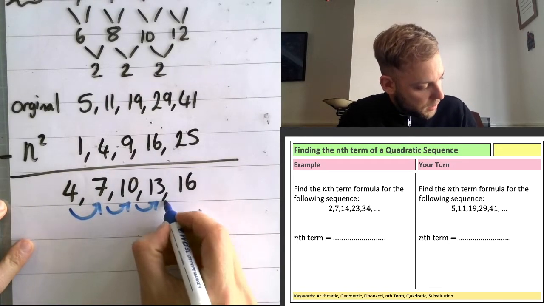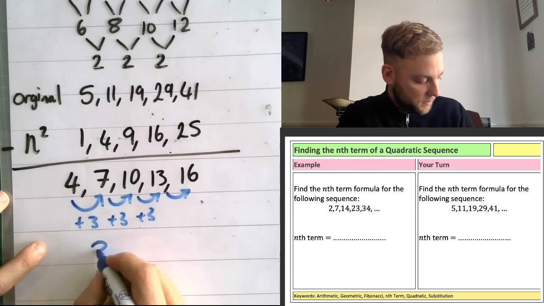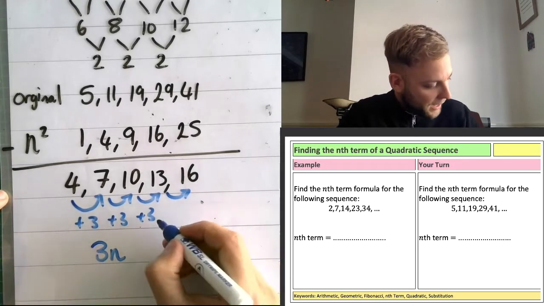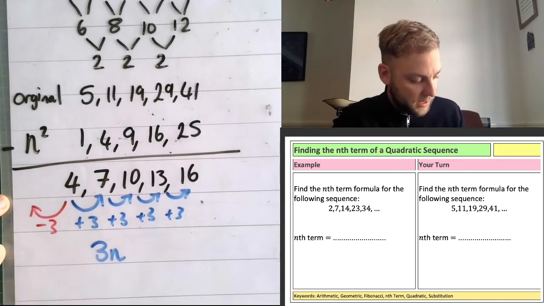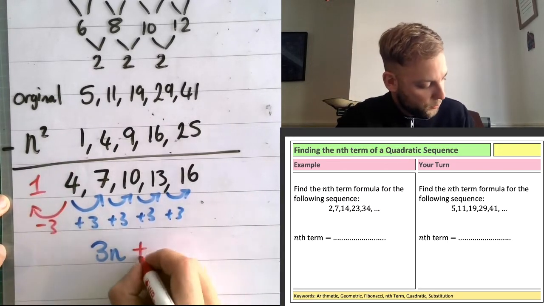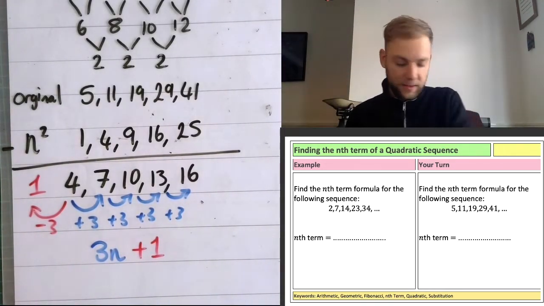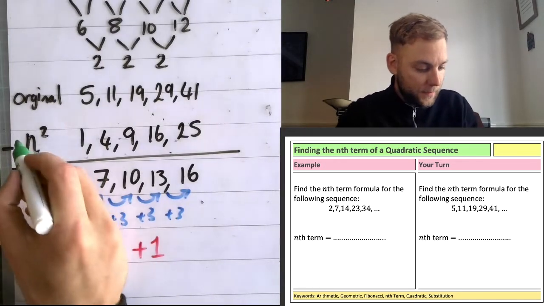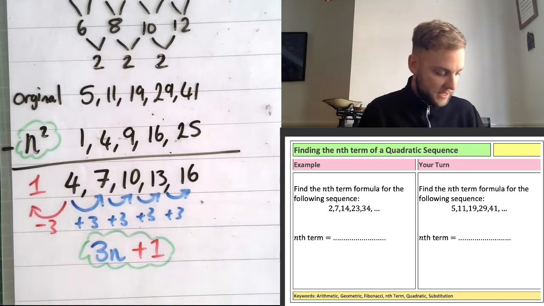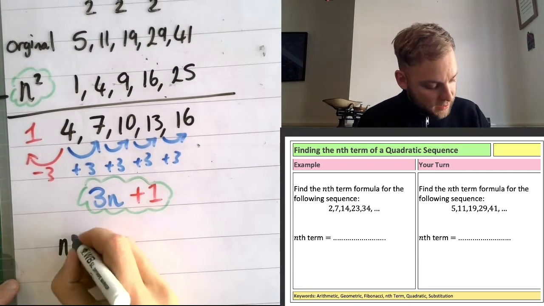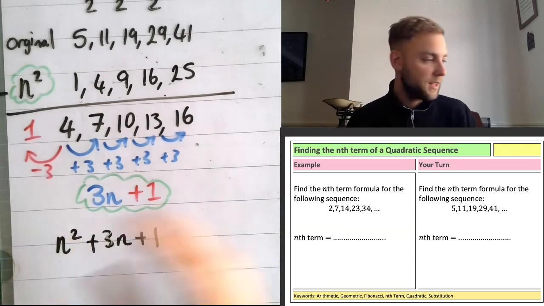So what is this part? Well, it's plus 3, plus 3, plus 3. So it means it's going to be 3n, but then I need to find out what my 0th term is. So minus 3. So 4 minus 3 is 1. So 3n plus 1. Then I need to bring the quadratic part and the linear part together. So in this case, it's going to be the n squared and the linear part. Final part of this is n squared plus 3n plus 1. Super. So let's check those answers.